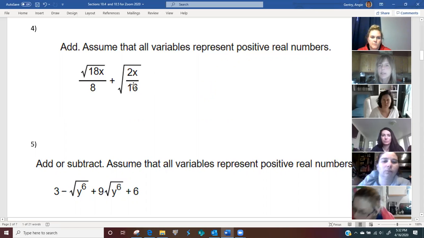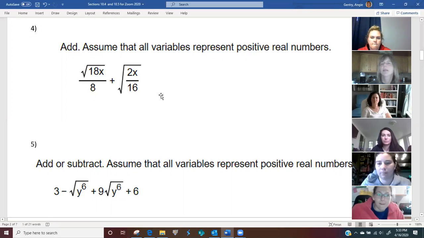I want you to just kind of take a peek at it and say, what would I do with this? Probably you would use the quotient rule here first and say, hey, I'm going to split this into the square root of 2x over a square root of 16. And then that square root of 16 turns into a 4, right? And then you would say, now I'm going to create a common denominator, which in this case would be 8, you see? So you have to do a couple things.